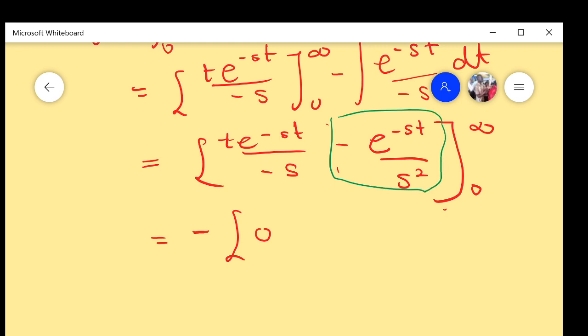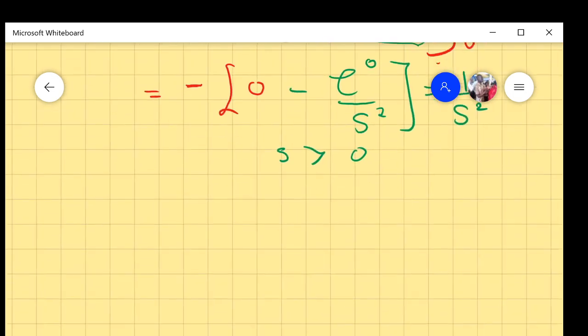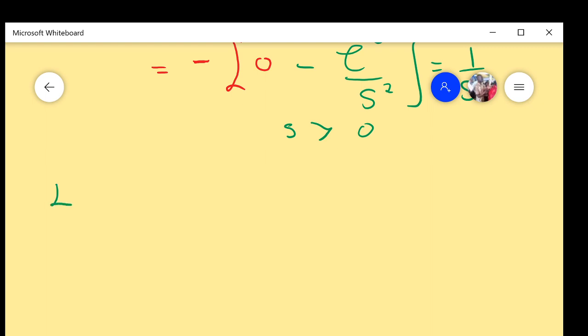So we're going to have 0 minus e to the power 0 over s squared, which is going to give us 1 over s squared, on the condition that our s is greater than 0. Very good. That means that if I take the Laplace transform of the function t, it's equal to 1 over s squared.